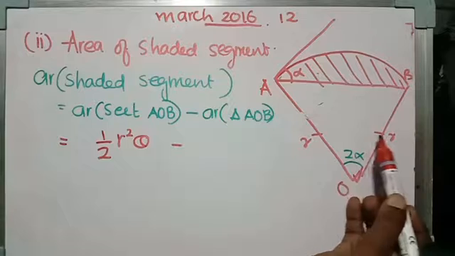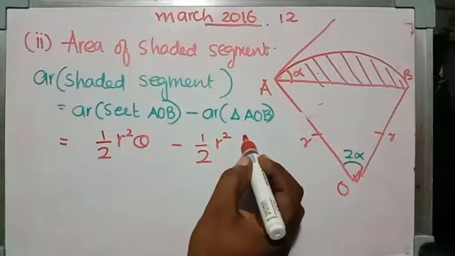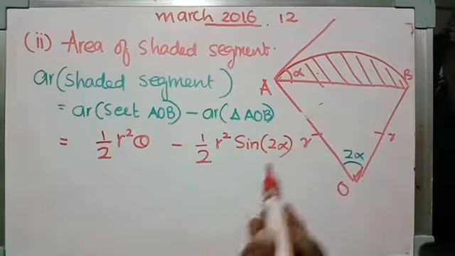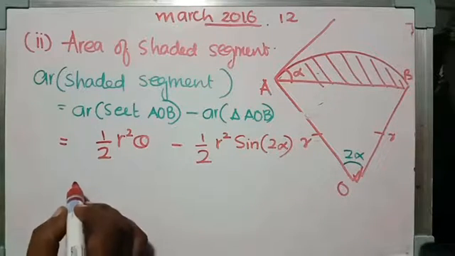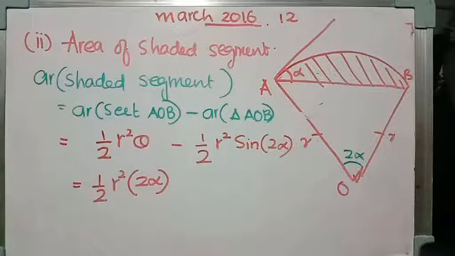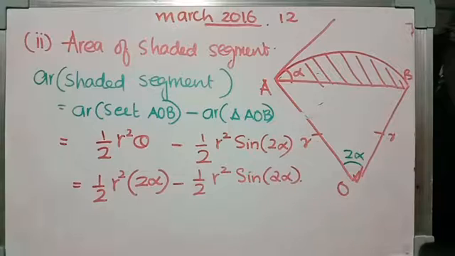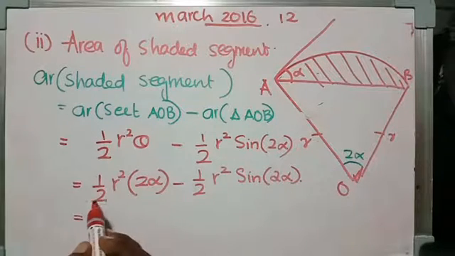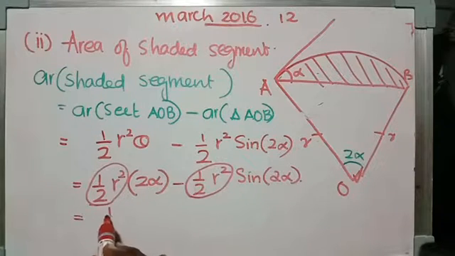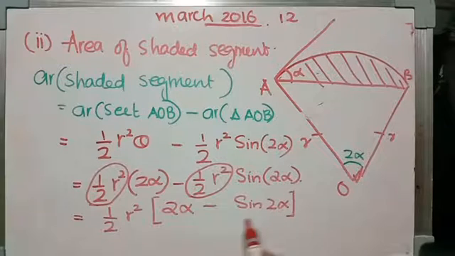When you look at this question, two sides and an included angle are provided. So we can use the formula half ab sine C. That is half r squared sine 2 alpha, which is half r into r sine 2 alpha. So the area is half r squared times theta, which is 2 alpha, minus half r squared sine 2 alpha. You can stop the answer here, or you can take half r squared as common and get the answer as half r squared of 2 alpha minus sine 2 alpha as the area of the shaded region. Okay.